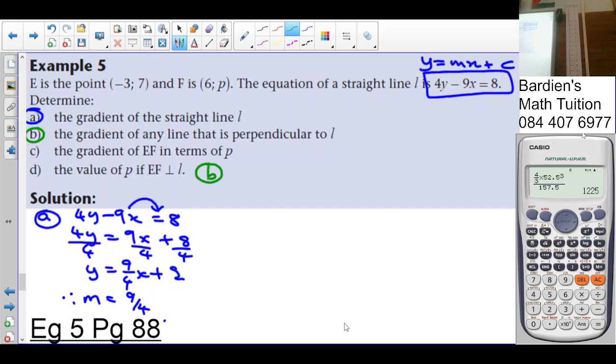So that means gradient 1 times gradient 2 is equal to negative 1. So what is the gradient of the first line? What's the gradient of L? 9 over 4. So it's 9 over 4 times the second gradient is equal to minus 1. So the second gradient is negative 4 over 9. Okay. Is that correct? You are following the textbook, am I right? Yes. Okay.